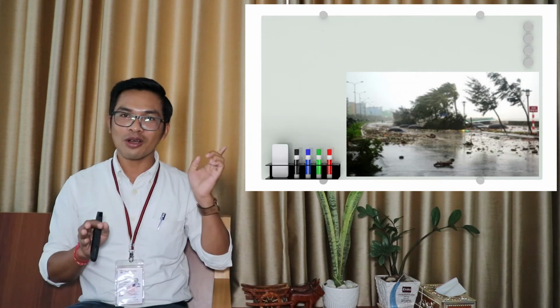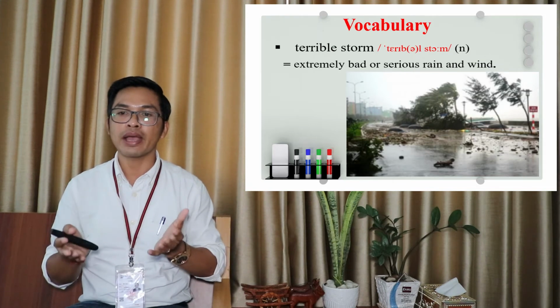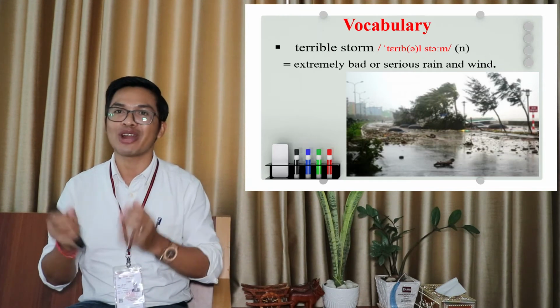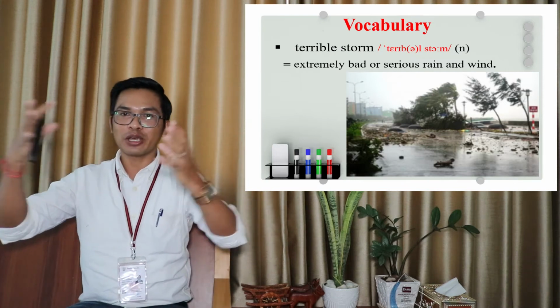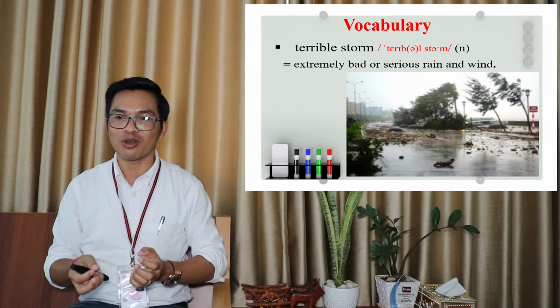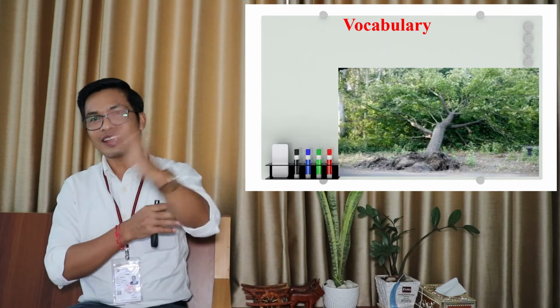You know terrible storm? Terrible storm means extremely bad and strong wind and rain. You know wind and rain? So wind and rain together cause a terrible storm. And picture number 2. Do you see a tree and then like this?